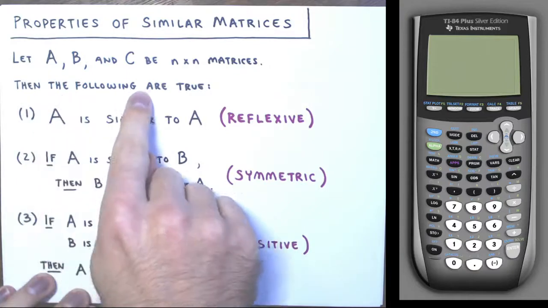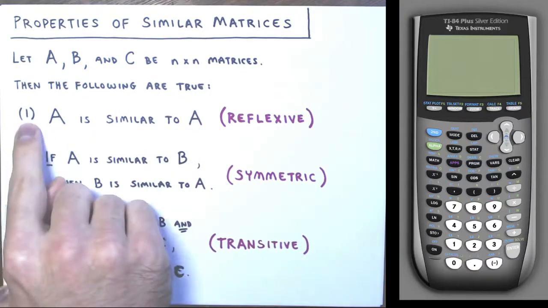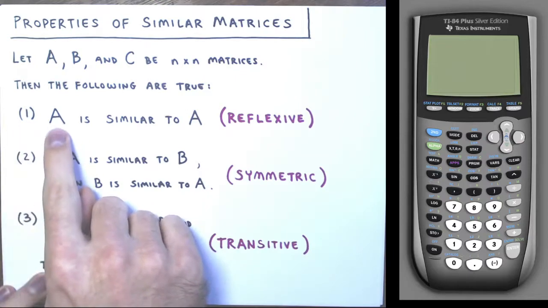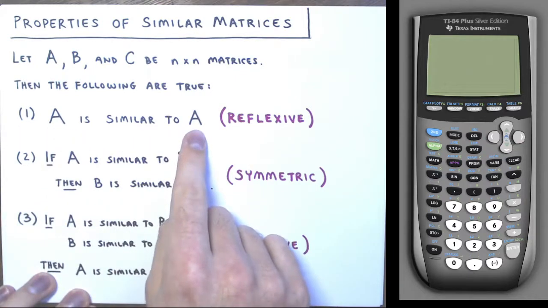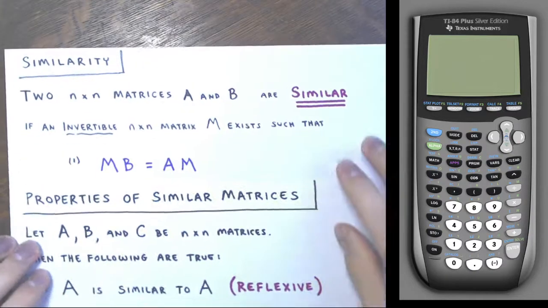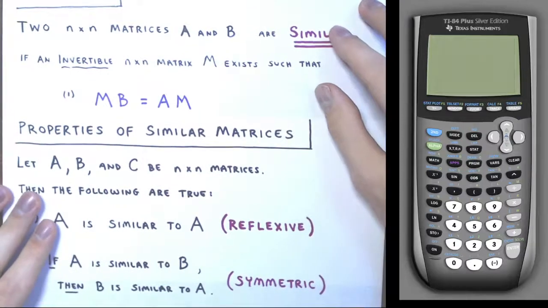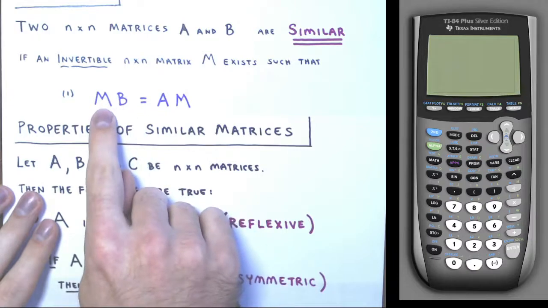Then the following statements will be true. Number one, any matrix is similar to itself. I guess it would be easy to show that if these were both A instead of A and B, just have M be the n by n identity matrix.